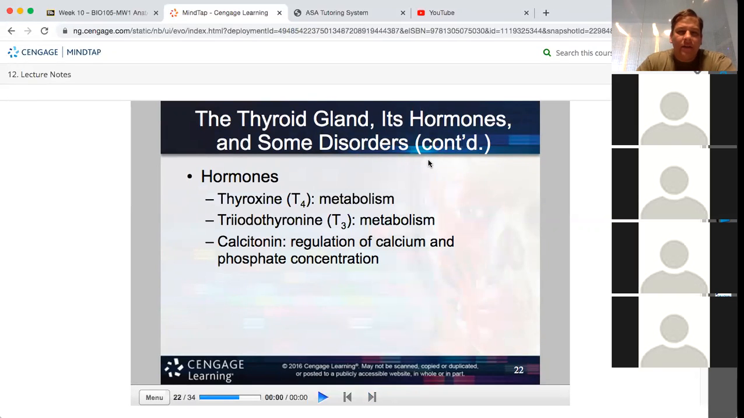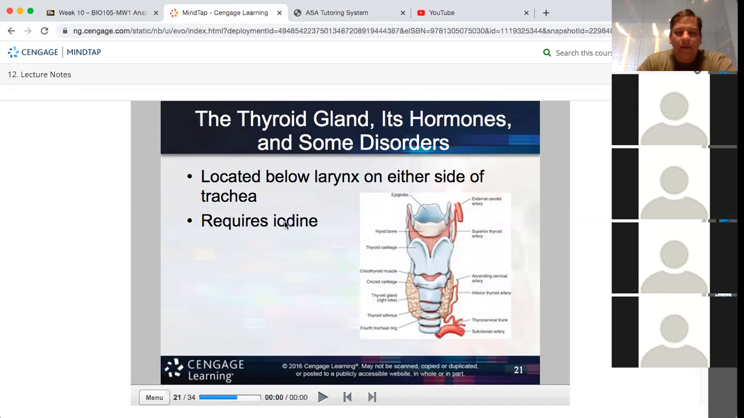The thyroid gland, its hormones. Remember, you can get iodine in salt with iodine. That's a good way of ingesting this mineral.